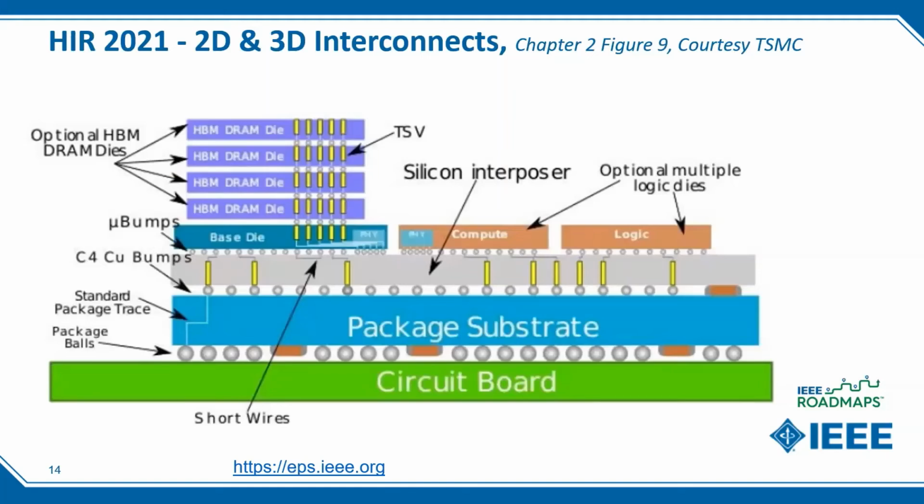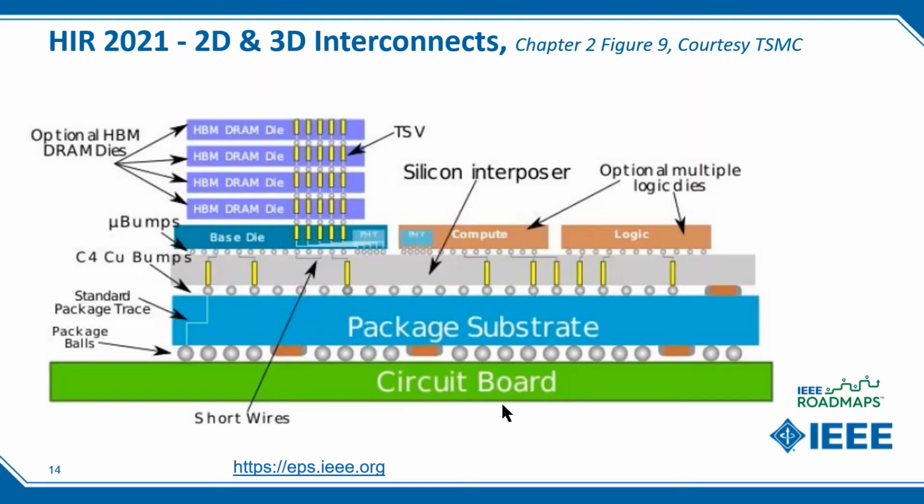Here is an example from the Heterogeneous Integration Roadmap, and this is actually from TSMC, showing 2D and 3D interconnects that stack multiple packages and allow you to stack a logic chip, a compute chip, a base die that then has a whole stack of dynamic memories. So very aggressive technologies that are in use today and will be coming in the future.